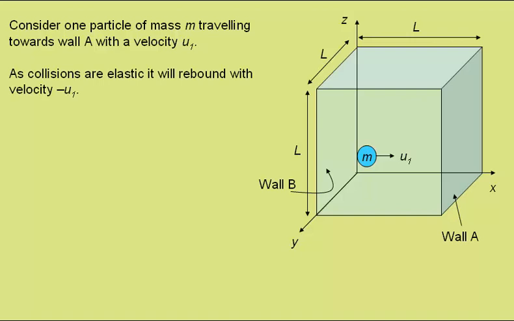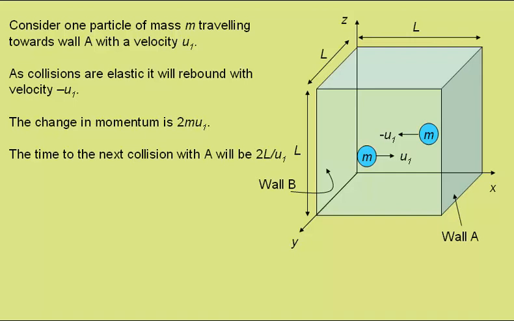As collisions between particles and between the particles and the walls are elastic, it will rebound with the same size of velocity, but in the opposite direction, minus u1. And I'll show the rebounded particle here. The change in momentum is therefore 2mu1. The time to the next collision with A will be the time the particle takes to go across to wall B and back to A. This is a distance of L plus L, or distance of 2L, divided by the speed u1. So the time taken will be 2L over u1, distance over speed.